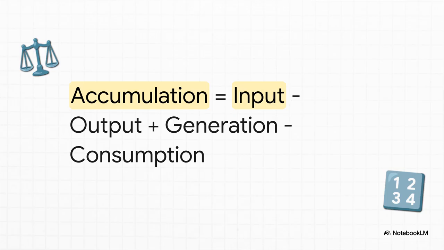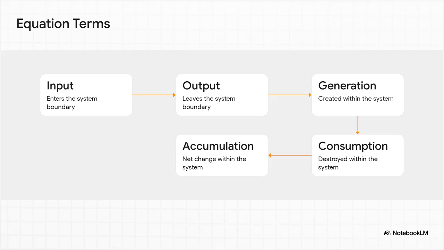You can apply it to anything: total mass, moles of a single chemical, even energy. All it says is that the change inside a system, its accumulation, is simply what comes in minus what goes out, plus anything that's created inside minus anything that's used up inside. The way you use this is you first have to define your system by drawing a boundary around it. Input and output are things that cross that boundary. Generation and consumption, well, those happen inside the boundary. Think chemical reactions. And accumulation is just the net change over time within that boundary you drew.